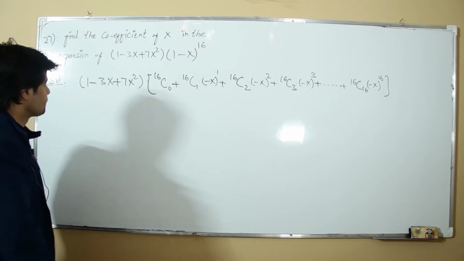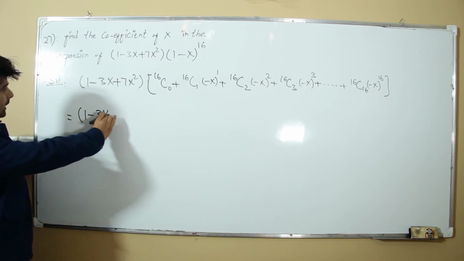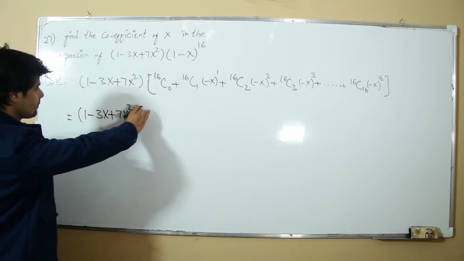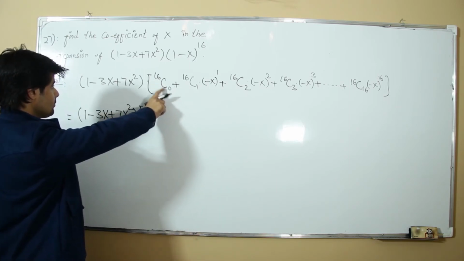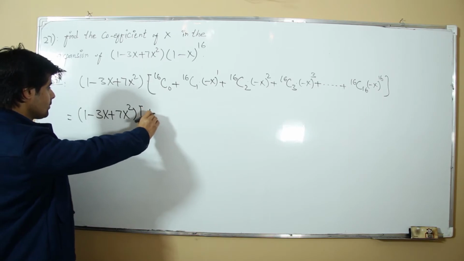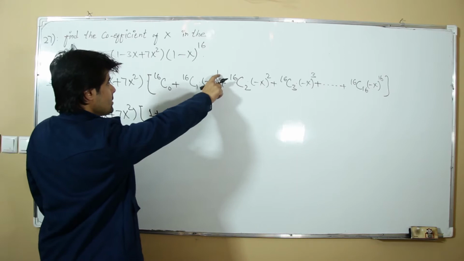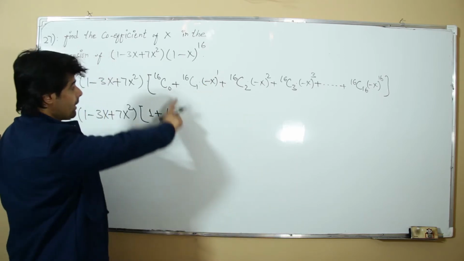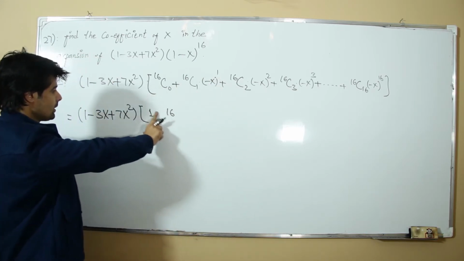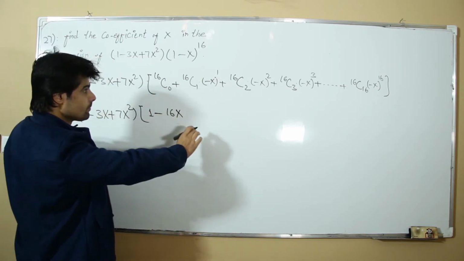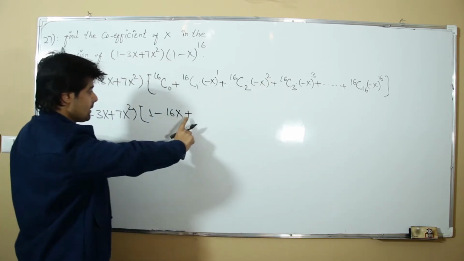Is it correct? Yes. Now the first bracket is 1 minus 3x plus 7x square. The next bracket, 16 combination with 0. 16C0, it's 1. Plus, and 16C1, it is 16. Minus raised to the power odd number, it's minus. Minus with this one, it's minus 16x. Plus, minus raised to the power even number, it's plus. Plus with this plus, it's plus.